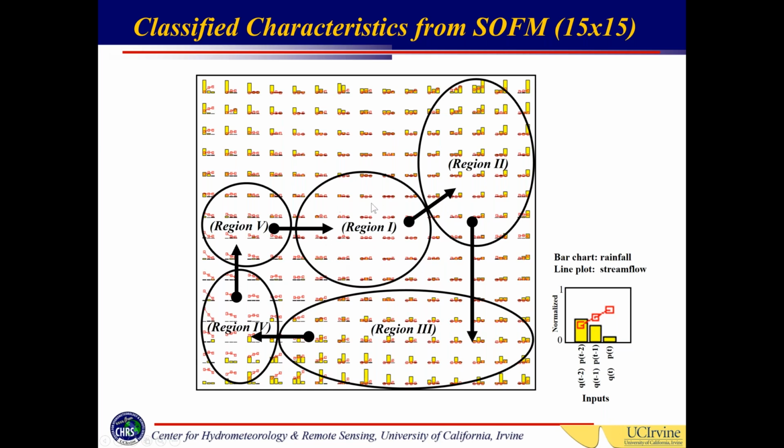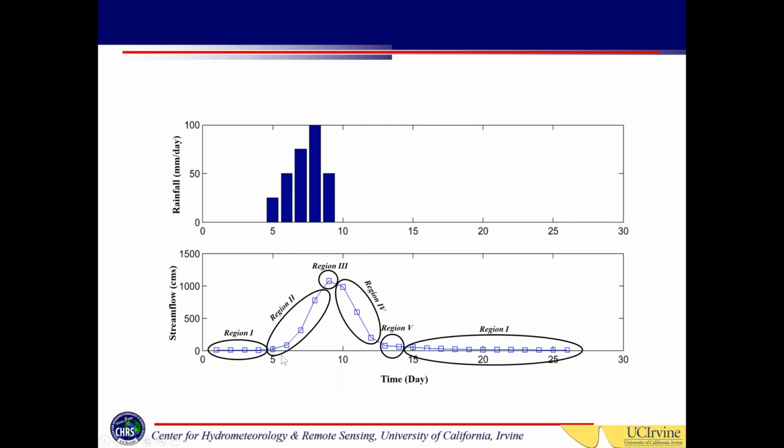Like here it's very low, no rain, base flow, and then it starts to rain, the rain goes to the middle and to the peak, then goes into the recession, comes down to the low level and back to the low flow again. So it gives you information where you can see the regions and also the classification.